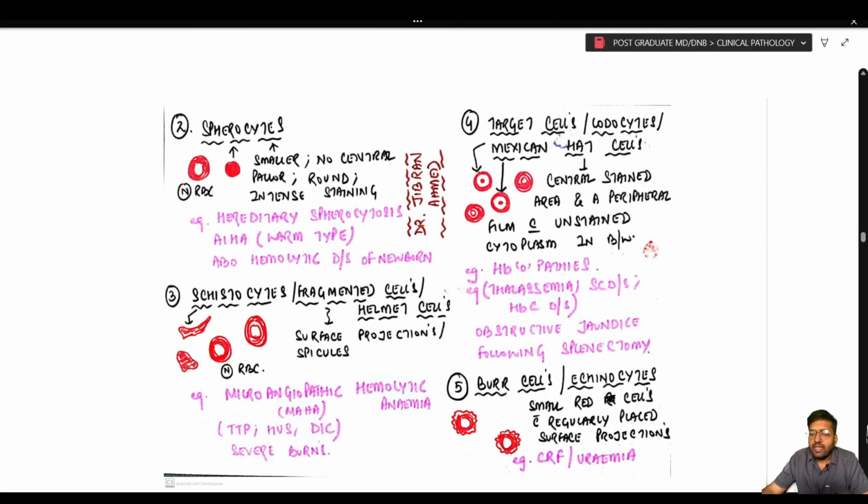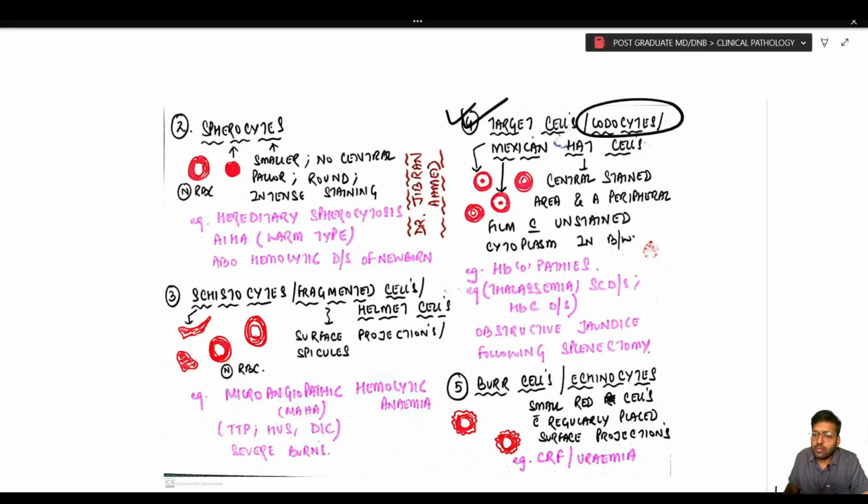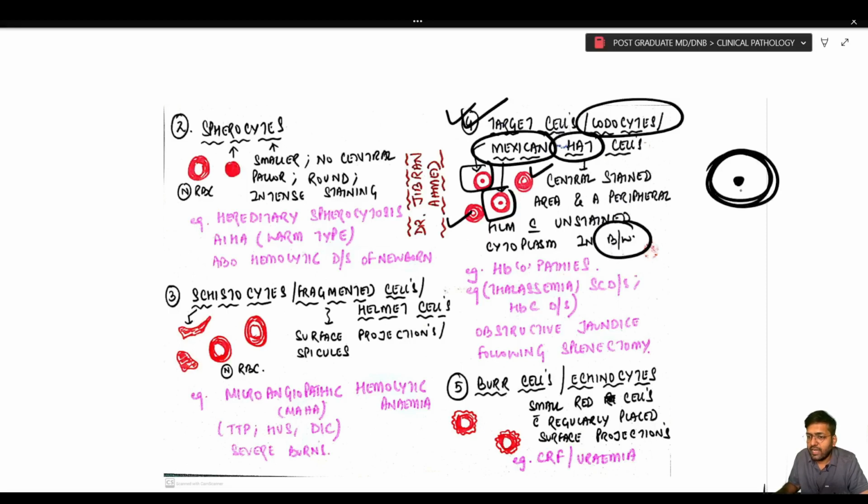Now, very importantly, the other shapes we are seeing over here are the target cells. The target cells are also called codocytes, also called Mexican hat cells. These are the normal RBCs. The target cell looks somewhat like this: there is a central stained area and a peripheral stained rim, and in between the area is completely clear, unstained.